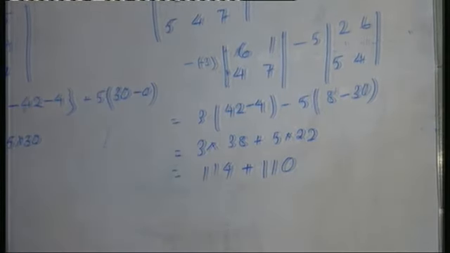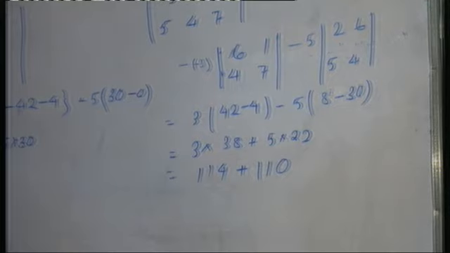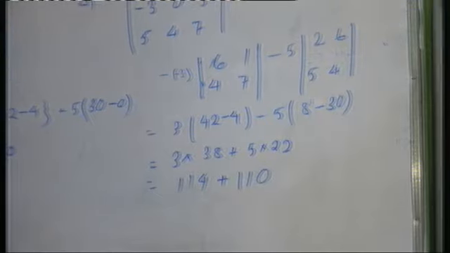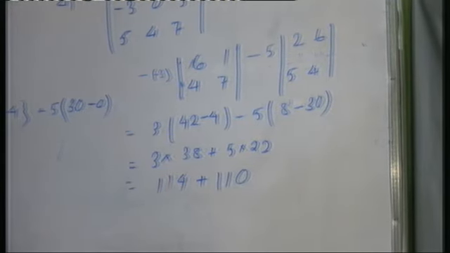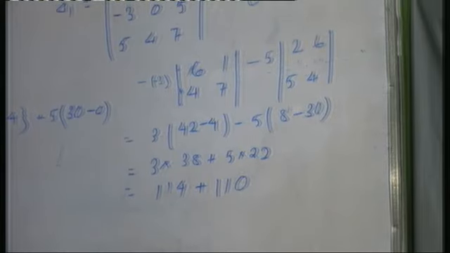Excuse me, I think I am making some mistake. 2, 6, 1, 3, 0, 5. Oh, I'm sorry, this is minus 7.